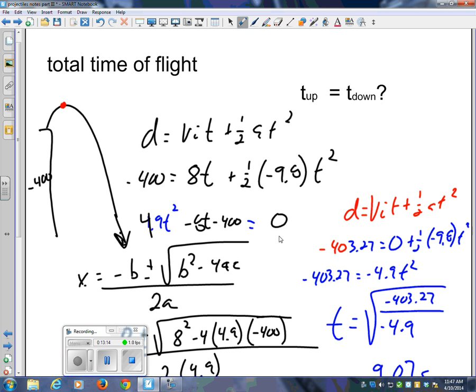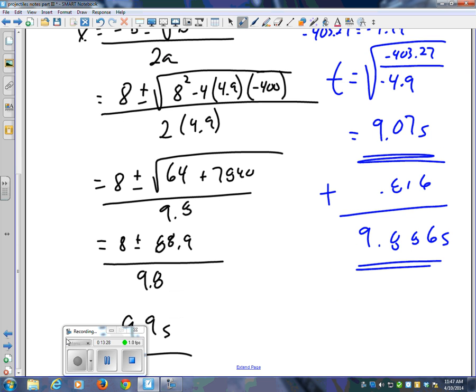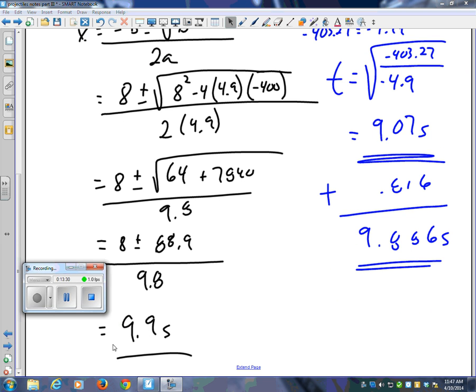0.816, which was the time up, and you get 9.886 seconds, which is, for all intents and purposes, exactly the same as that.